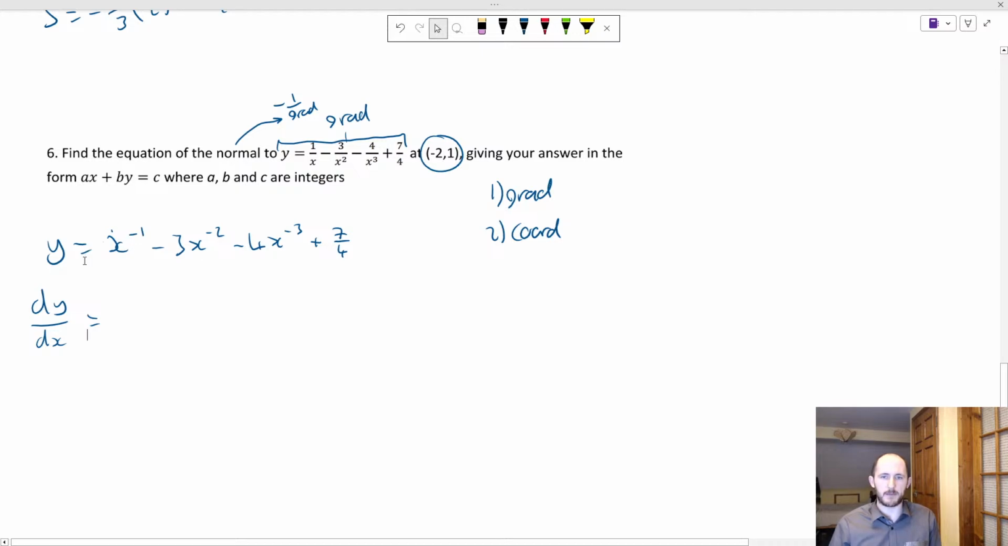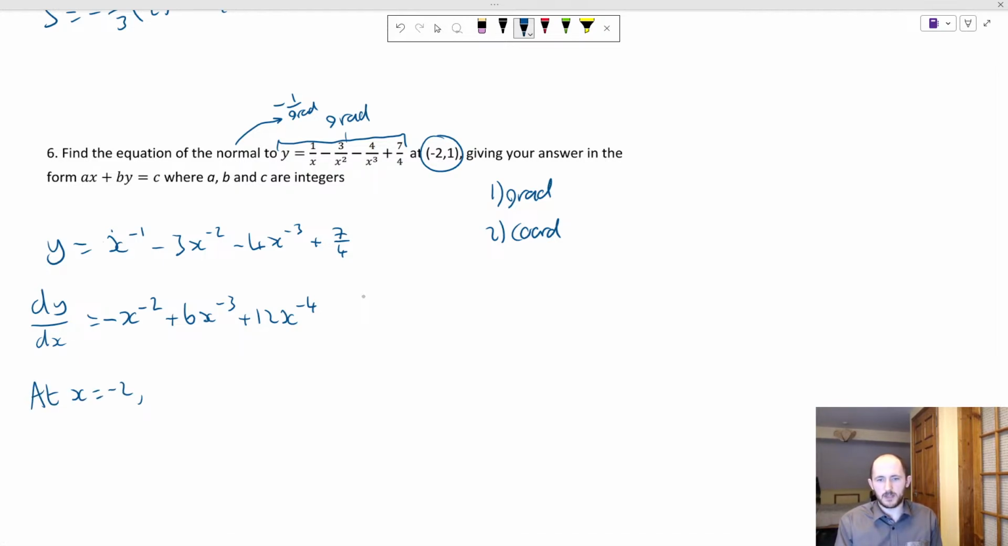Remember what I said? Bring the power forward first. So negative x, subtract 1 from the power. Bring the power forward, plus 6, because 9 is 3 times minus 2. X to the minus 3, plus 12, minus 4 times minus 3, right? X to the minus 4, and constants go away. So that's gone now. That is our equation for the gradient. Now that is hideous. So how do I work out the gradient? Well, you sub in the coordinate they give you. So at x equals negative 2, dy by dx, and you're just subbing it into that expression. And then that is your gradient, okay?